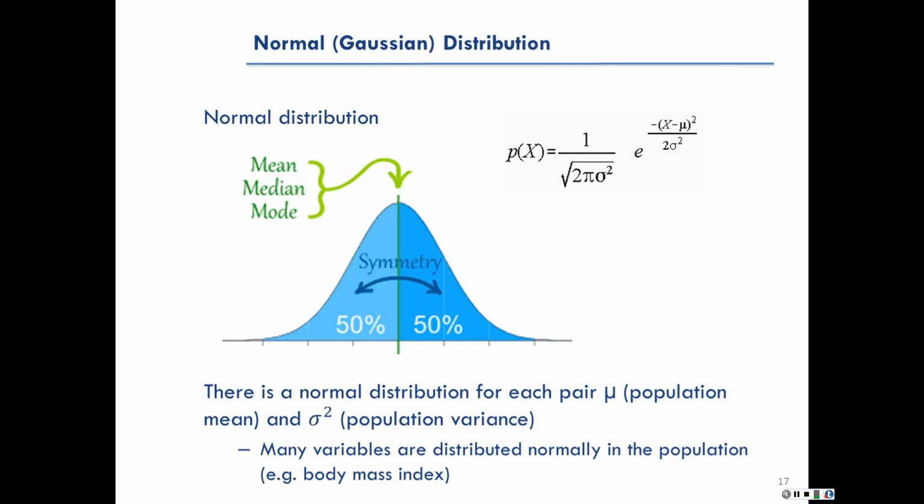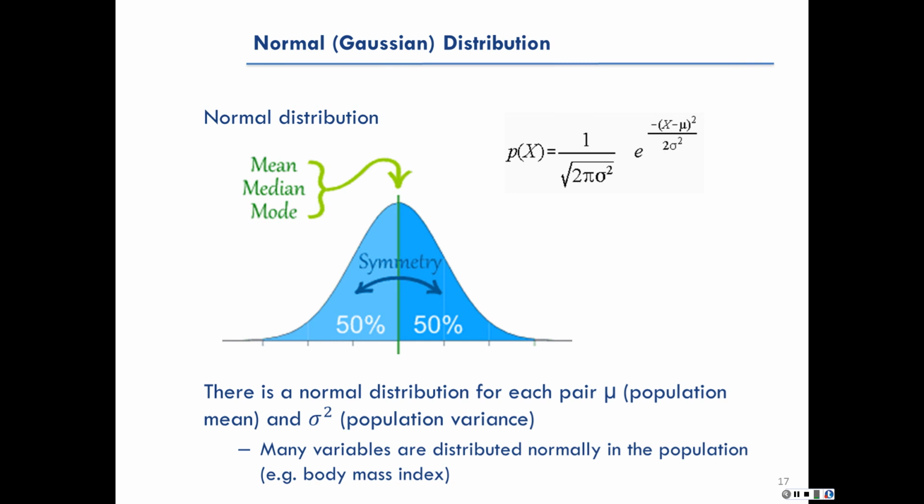Okay, so let's talk about the normal distribution. Sometimes it's also referred to as the Gaussian distribution. And so in the normal distribution, as I mentioned, it's perfectly symmetric. The mean, median, and mode are all at the center. Because it's a probability distribution, it sums to 1 or 100%. And so 50% of observations are on one side, 50% are on the other side.